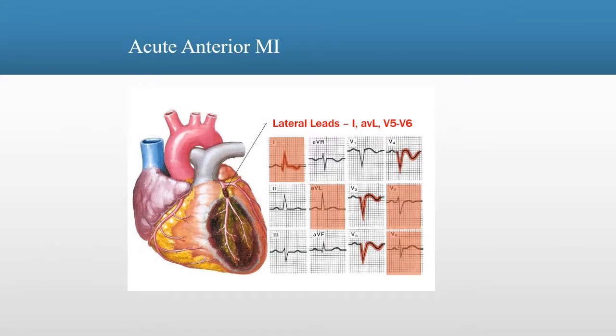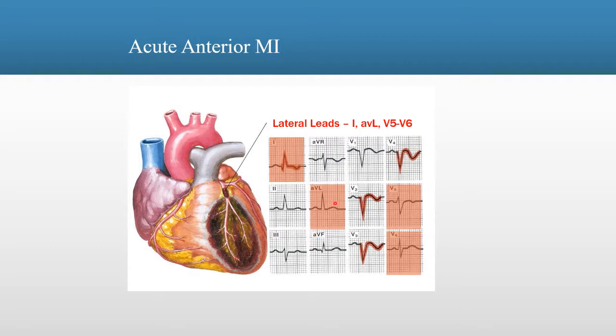The next step is to evaluate the lateral leads. Lateral leads are demonstrated by leads 1, AVL, and V5 through V6. I've highlighted these here on the diagram. Lead 1, AVL, V5, and V6. These lateral portions evaluate the side or lateral portions of the myocardium. These are fed by the left coronary artery and the left anterior descending artery.